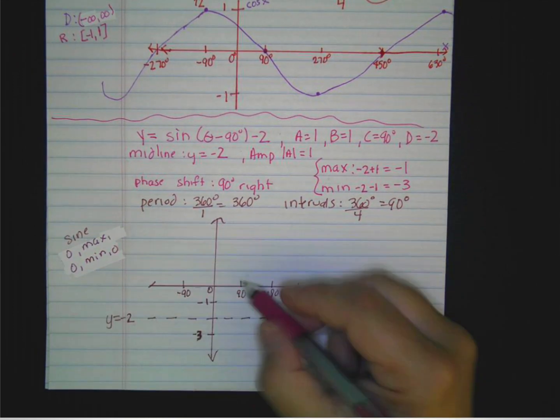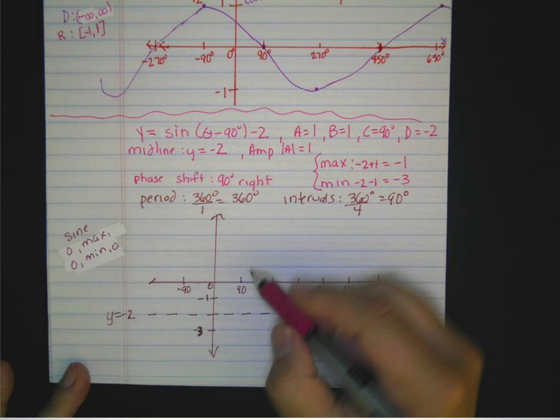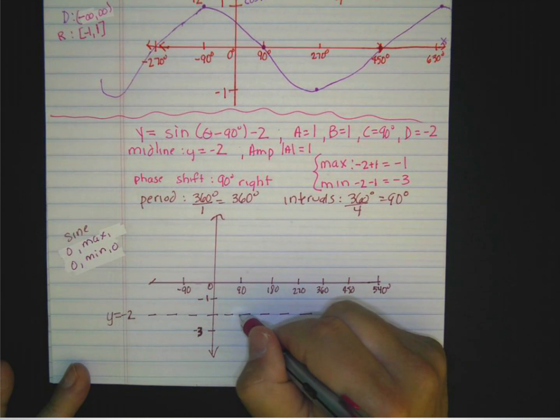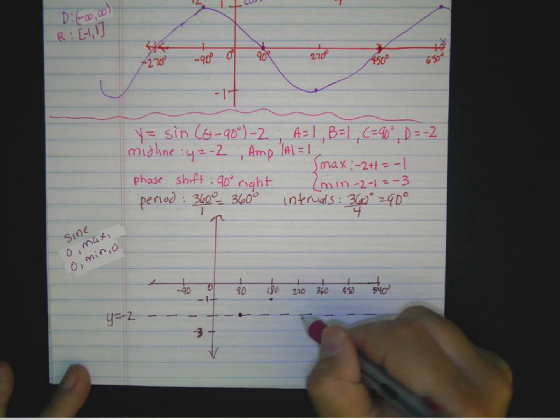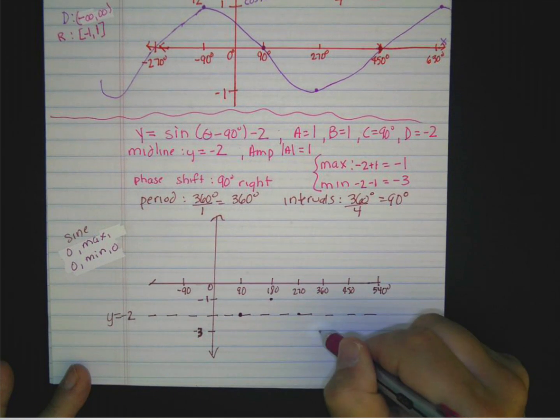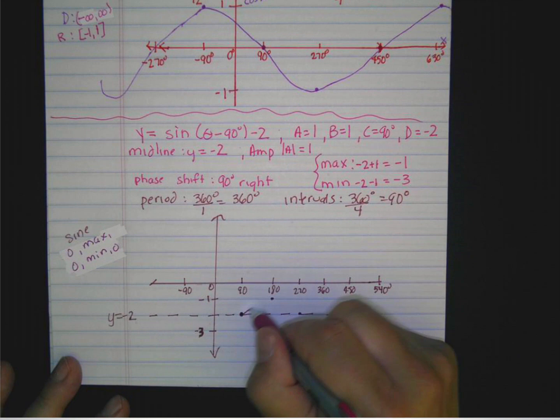Sine starts at 0, dummy. 0, max, 0. See what we're doing? We're going around the unit circle, in case you forgot. 0, 1, 0, negative 1. So 0, max, 0, min, back to 0. Okay? So this time we're starting on 90 though, because we shifted. So 90 at the midline is at 0, right? Then we go to our max value, then back to 0, then to our min, then back to 0. So this would be the 1 period.